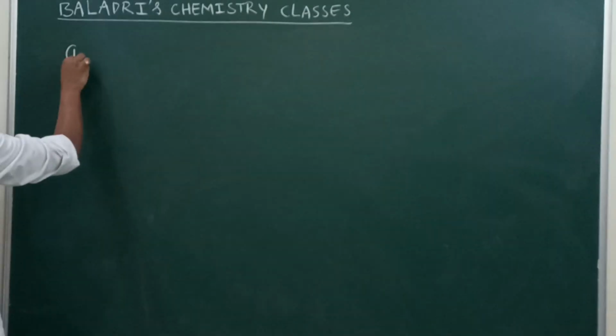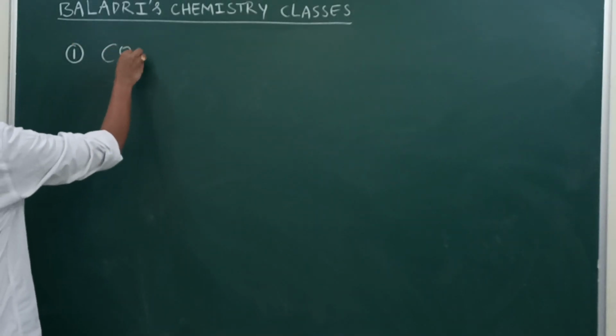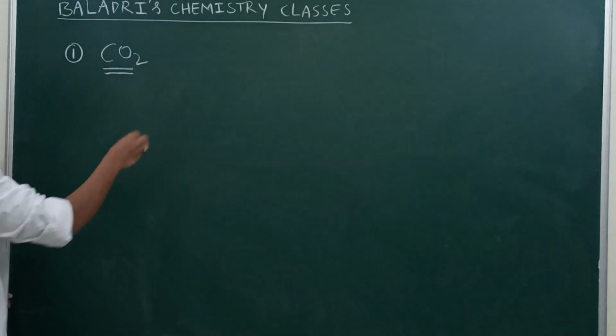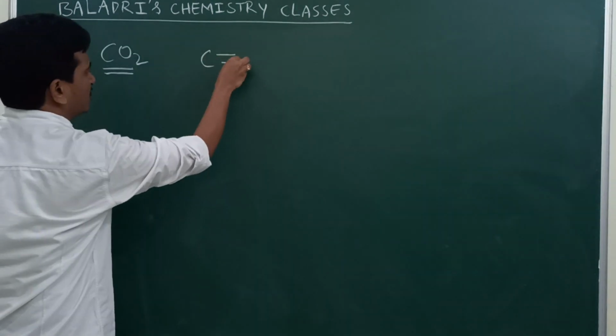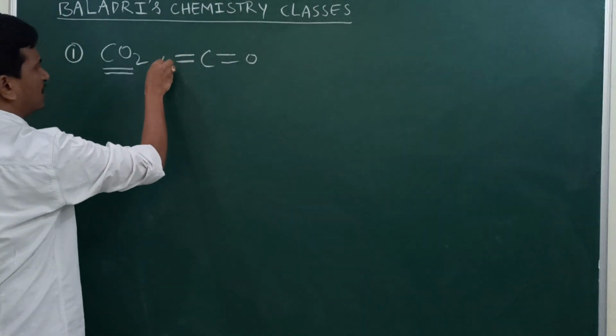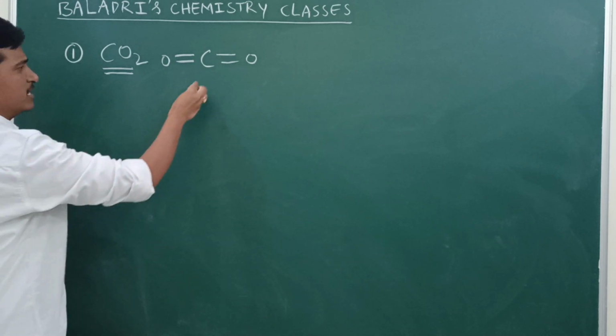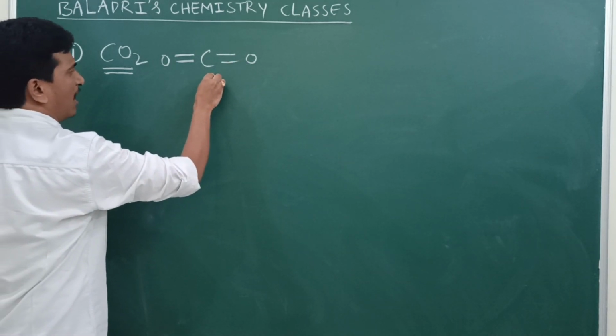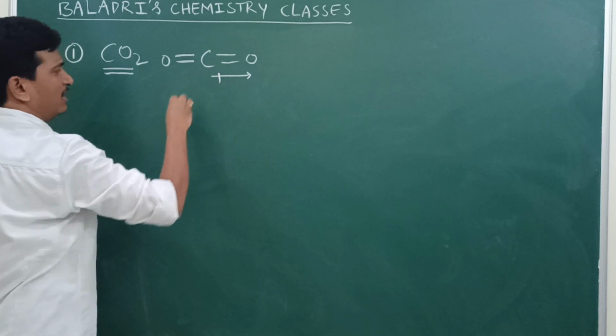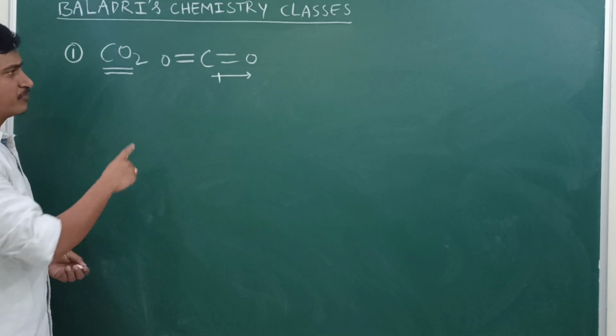Now you can see the board. The first molecule I am taking is carbon dioxide. The carbon dioxide molecule is a linear shape molecule. Between carbon and oxygen, two bonds are present. Here oxygen is more electronegative, therefore the dipole moment vectors will be towards oxygen.